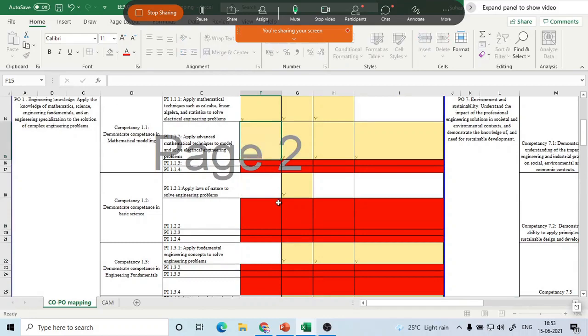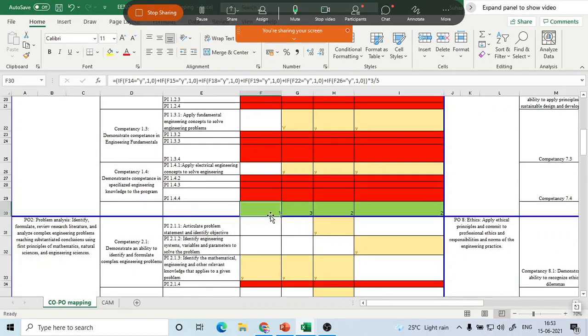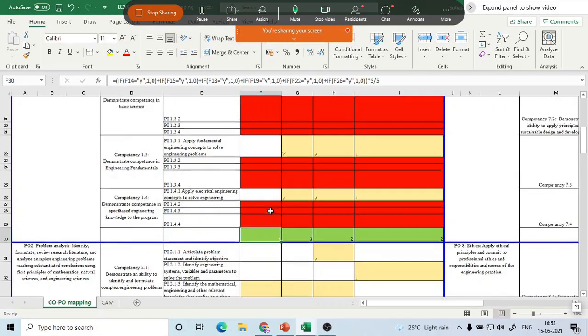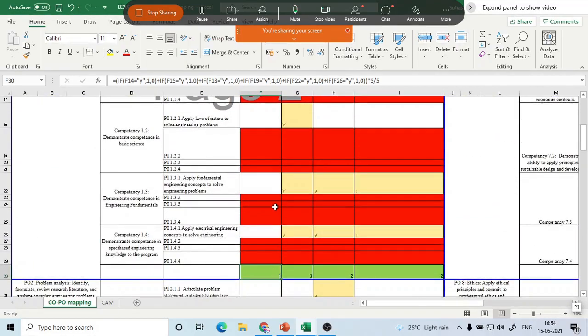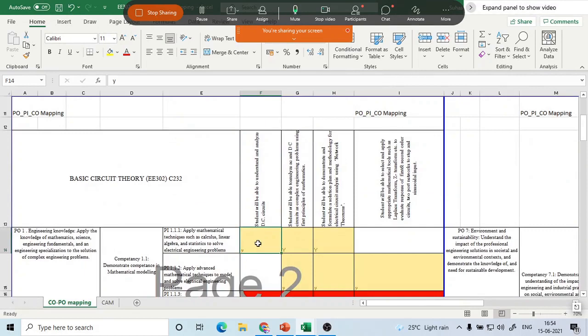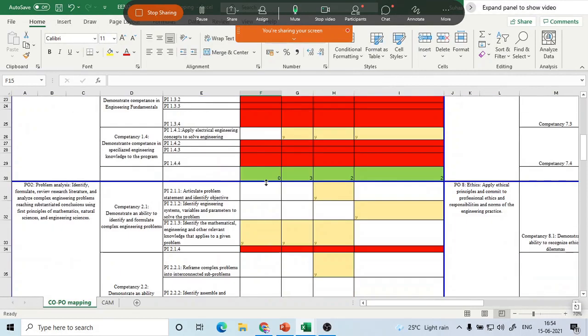Then I will remove most of the stuff. You can see here 1 has come. It is taking the average of this. Okay, and then I can have a 0, 1. If any of the performance indicators is not mapping, then I will get 0 here.